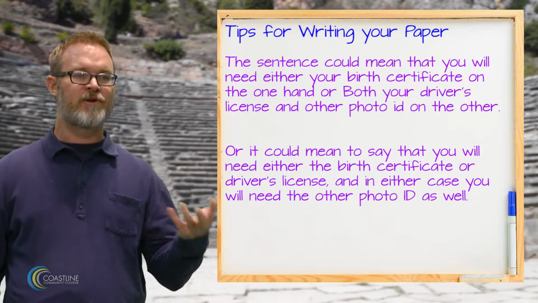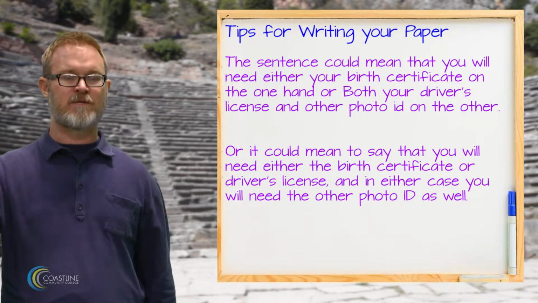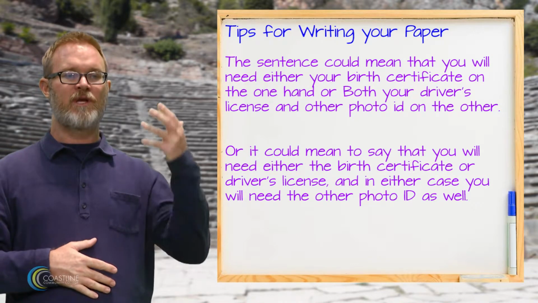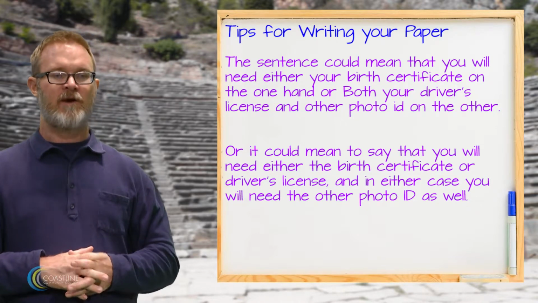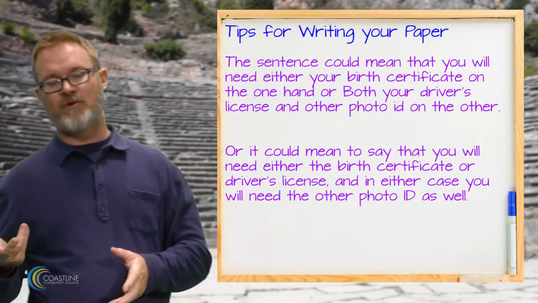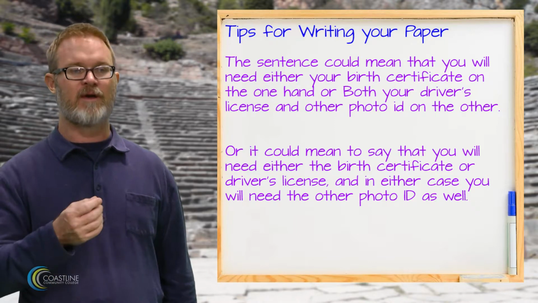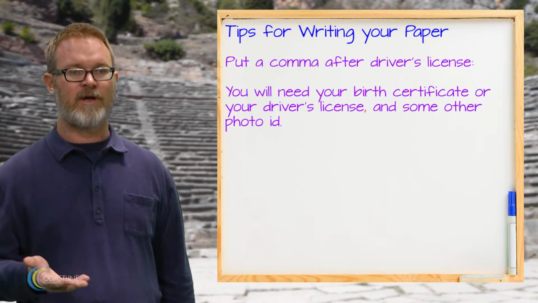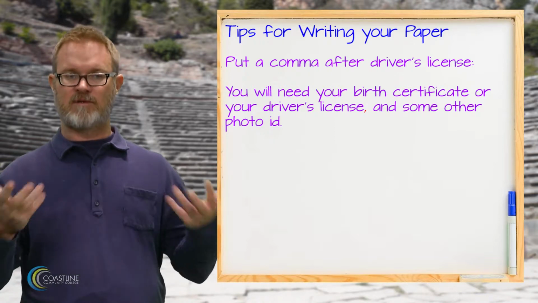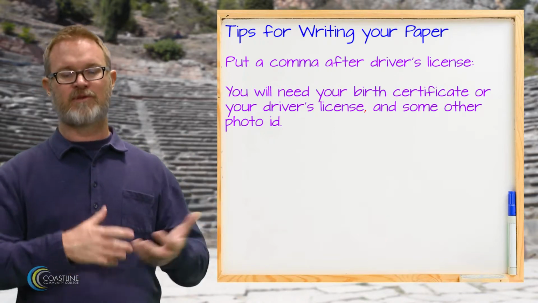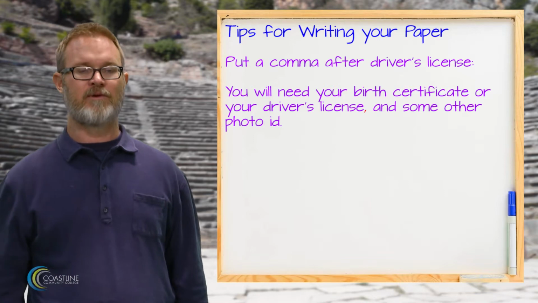Now, here the claim could mean one of two things. Either you'll need a birth certificate on the one hand, or a driver's license and some other photo ID on the other, or you'll need either a birth certificate or a driver's license, plus either way some other photo ID, right? Now here, this ambiguity is simply a result of a lack of grammar, right? This could be clarified with just simply adding a comma. So for example, if I put a comma after driver's license, right? So you will need your birth certificate or your driver's license, comma, and some other photo ID, then that means you're going to need either the birth certificate or the driver's license plus either way some other photo ID. So a comma there does the trick and it clarifies that ambiguity, right?